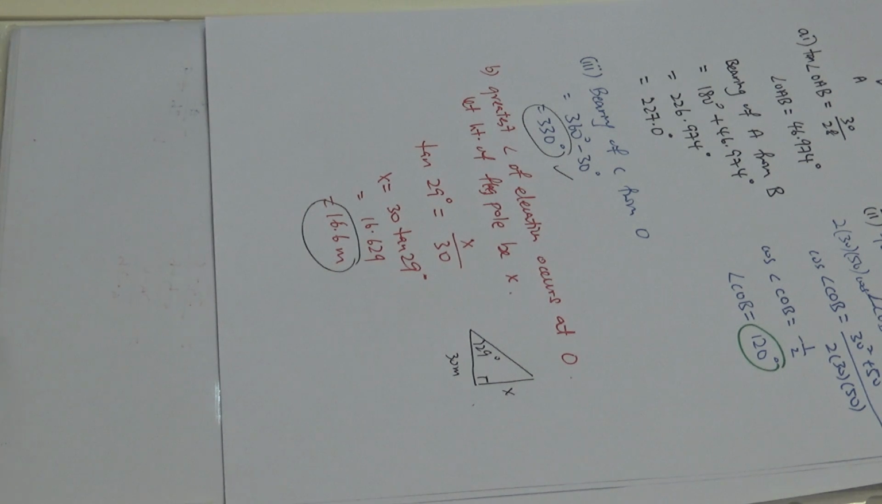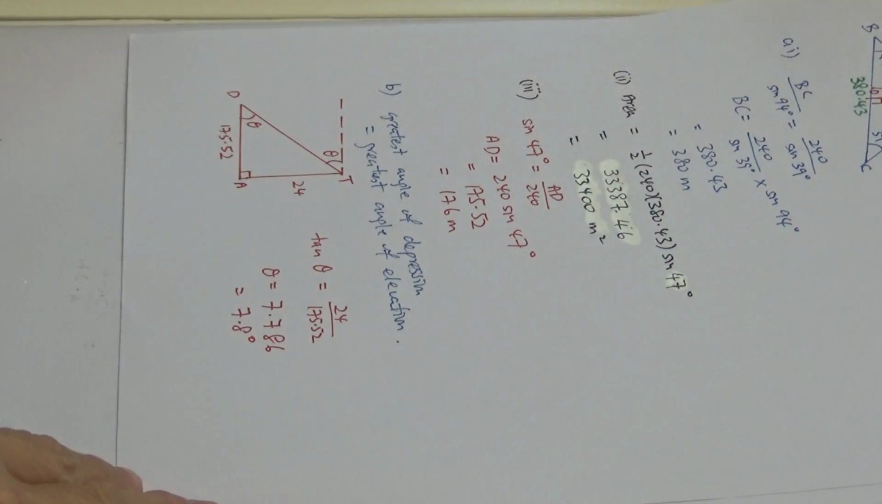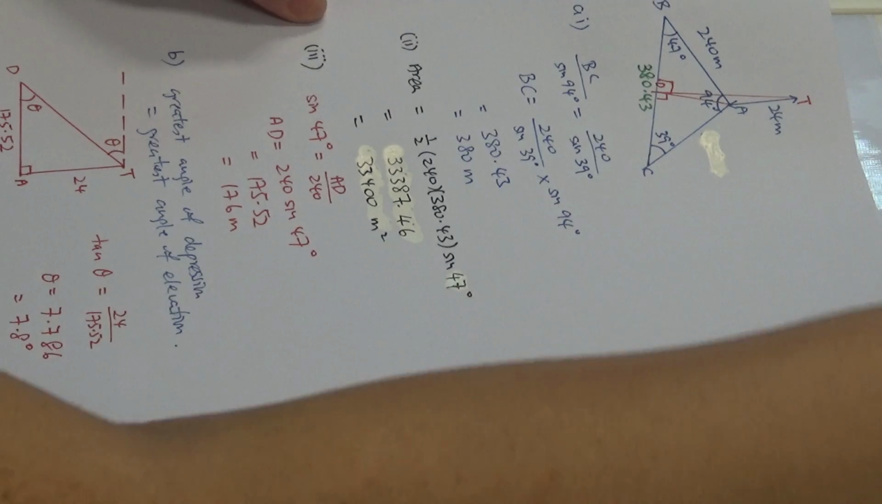So let me reiterate this. The greatest angle of elevation will be at the point whereby it's the shortest length from B, which in this case here is at O. That will be your question number 11. Next, we move on to the last question. That is question number 13.